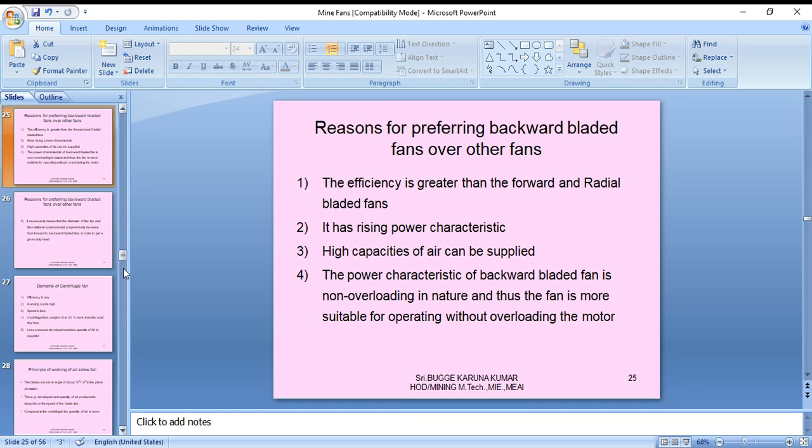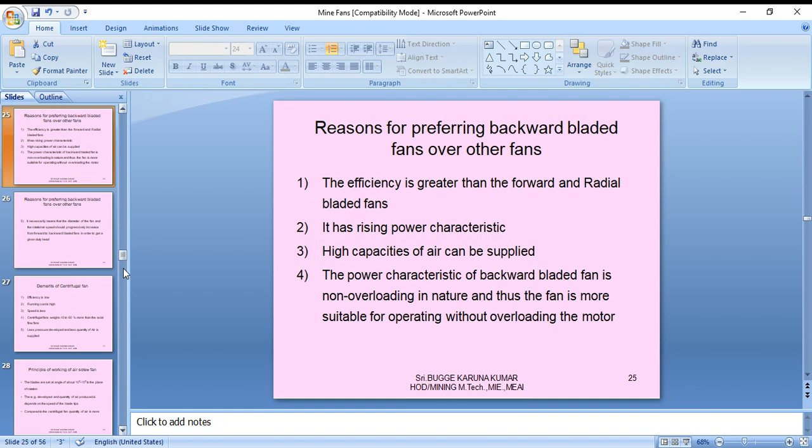It has rising power characteristics because the mine situation is different, because resistance is very high there. Resistance means, when moving in the galleries, the supports are there. The finished diameter of the galleries is not suitable, so more air will be lost in the galleries itself and will not reach the end area. In such situations, the efficiency will fall down.